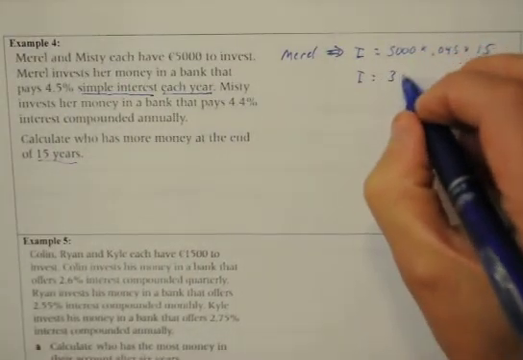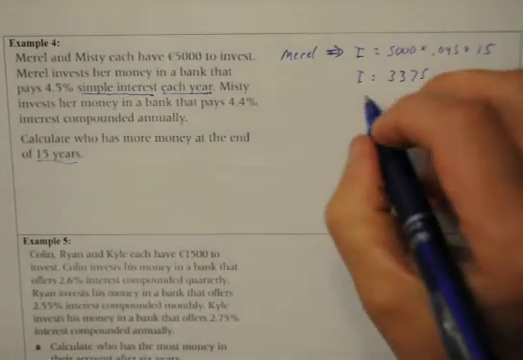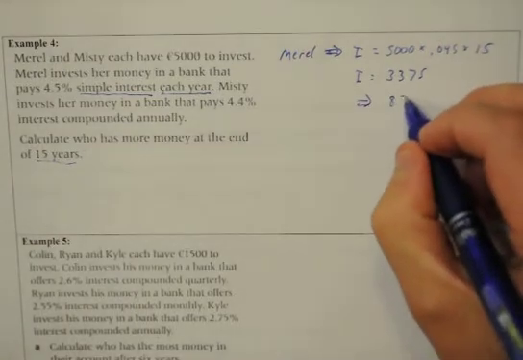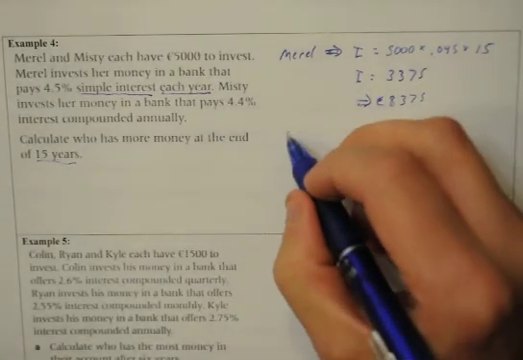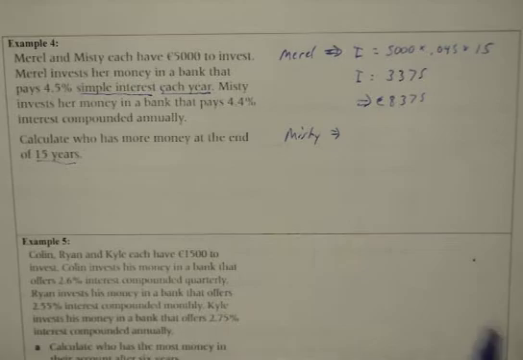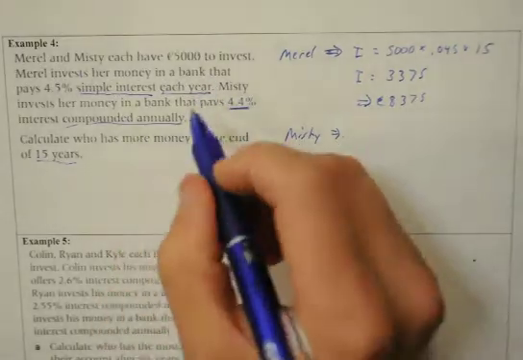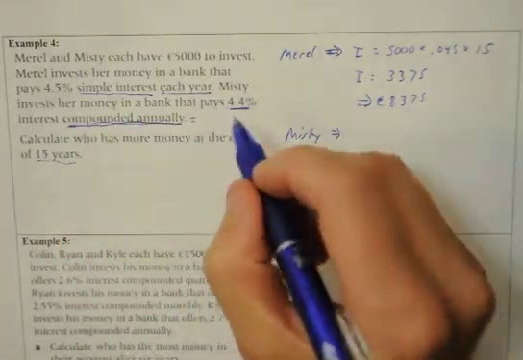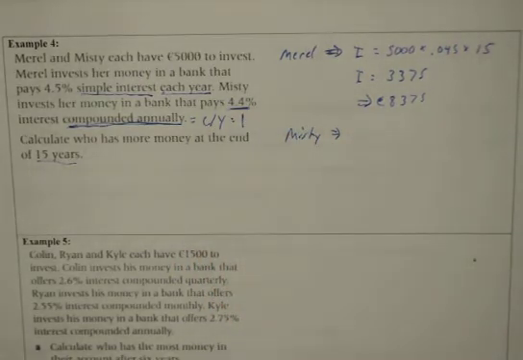So the interest she gets is 3,375. Seems pretty high, but anyway, she ends up with 8,375 euros. Misty, on the other hand, invests money that pays 4.4% compounded annually. Interesting, compounded annually. That means the compounds per year is 1. You get 1 compound per year.